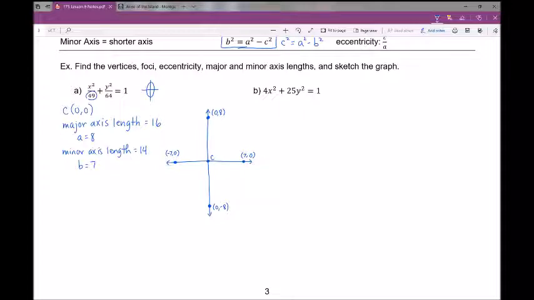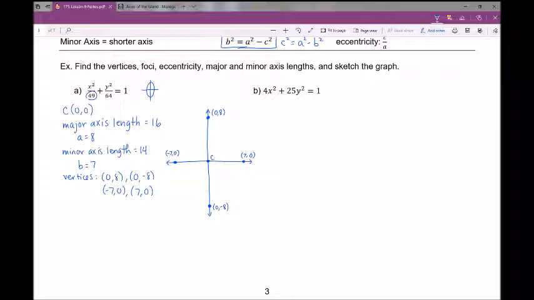Okay, and so let's go ahead and list these. So our vertices, which we got from our picture, are as follows. We have (0, 8), (0, -8), (-7, 0), and (7, 0). Okay, those are our 4 vertices. So now the last thing is just to find the focus, or the foci, and the eccentricity.